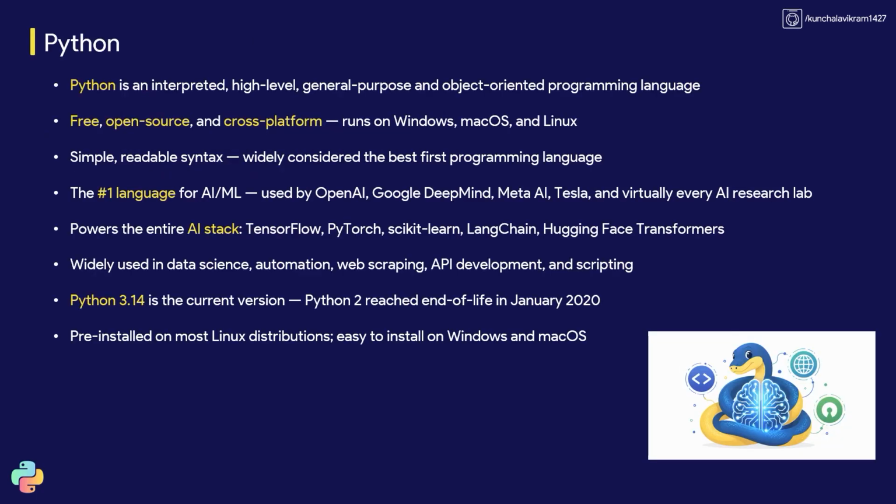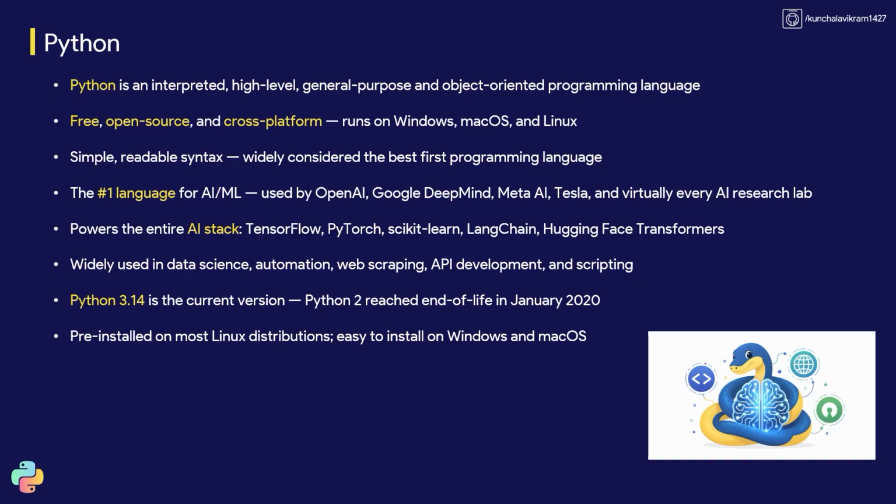So what exactly is Python? Python is an interpreted, high-level, general-purpose, and object-oriented programming language. It is free, open source, and cross-platform. It means once you create Python programs, you can run them on any machine like Windows, macOS, and Linux without any changes to your code. Of course, we'll have to set up the environment.